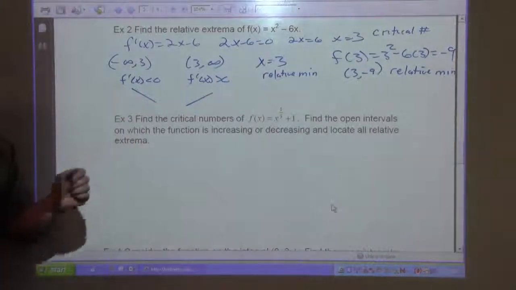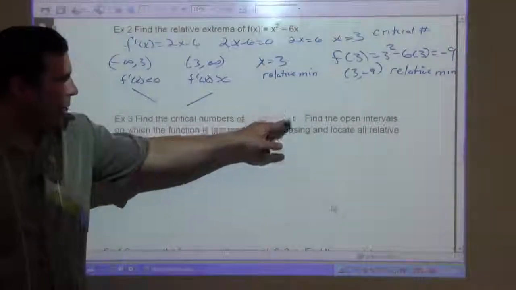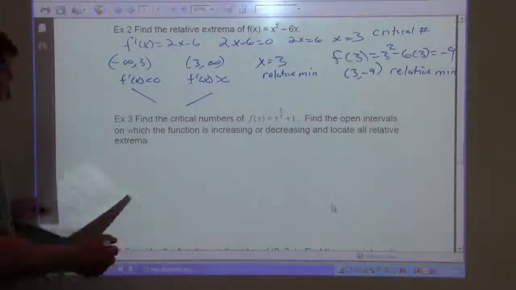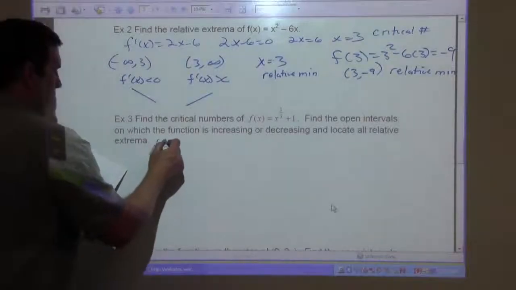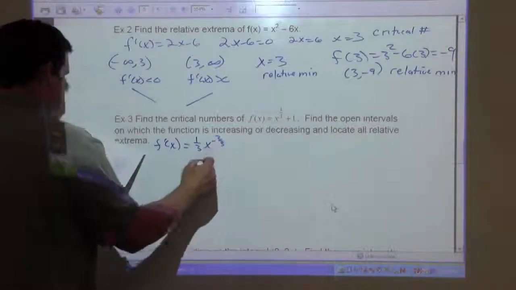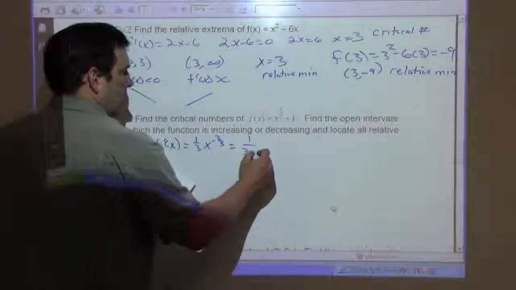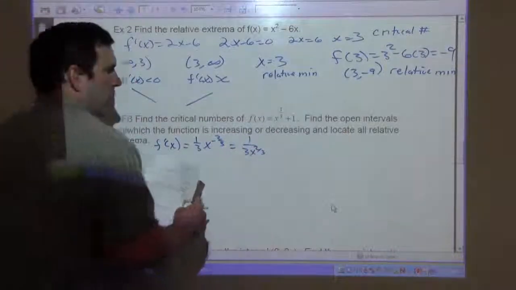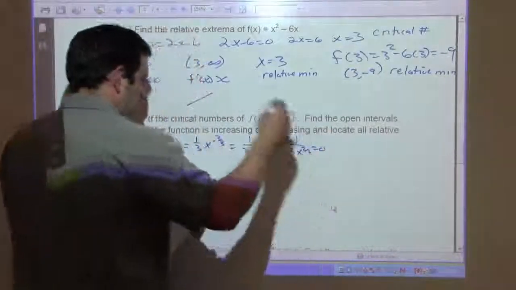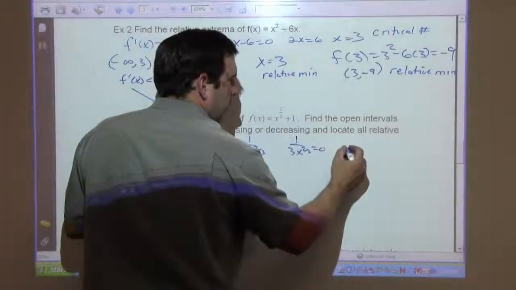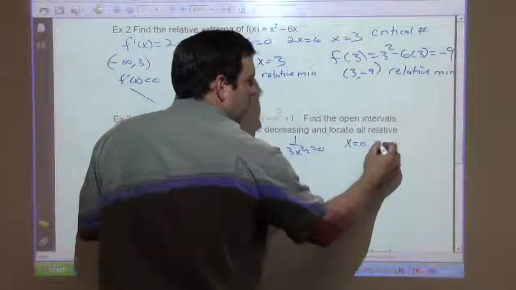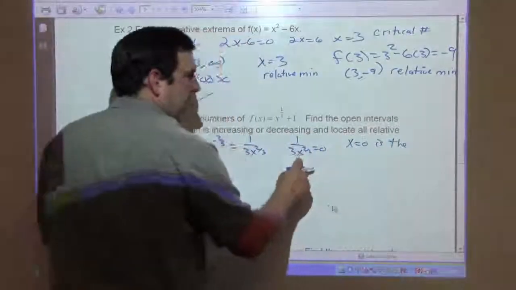Okay, example 3 says find the critical numbers of f of x equals x to the 1/3 plus 1. Find the open intervals on which the function is increasing or decreasing and locate all relative extrema. So our f prime of x is going to be 1/3 x to the negative 2/3, which is just 1 over 3 x to the 2/3. So where is 1 over 3x to the 2/3 equal to 0? Well, nowhere. But it's not defined at x equals 0. So x equals 0 is the only critical number because it's not defined there.